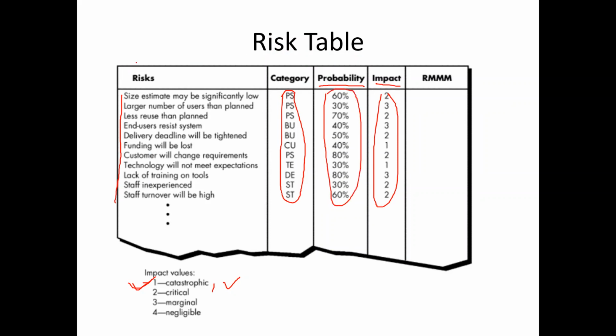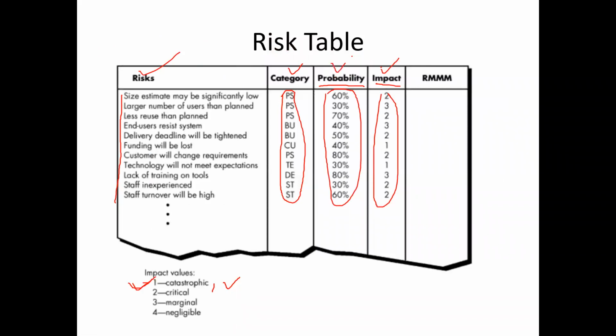So these 3 columns, the first, second, and fourth, we have got from the risk identification phase. Fine. This third column I have also taken from the risk identification phase.